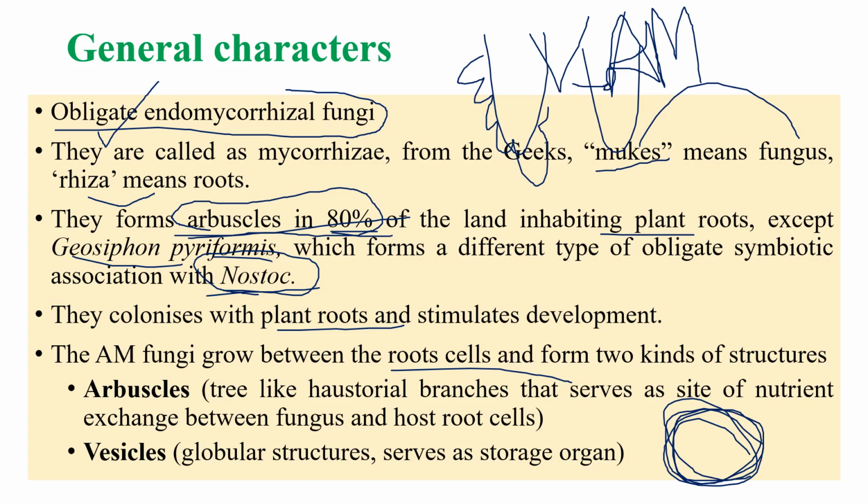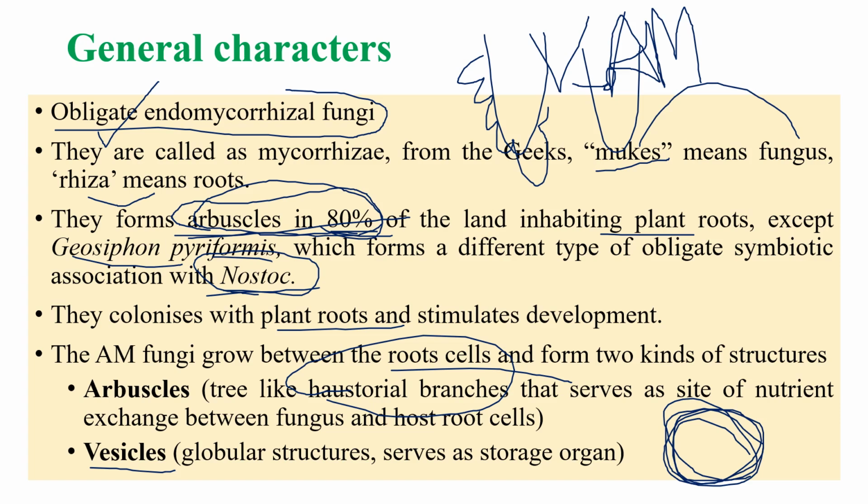When it comes to arbuscules, there are haustorial branches, or finger-like haustorial branches. They serve as the site of nutrient exchange. All the nutrients are exchanged with the help of these arbuscules, but vesicles only serve as a storage organ. In recent studies, it was concluded that the majority of the fungi are not producing vesicles, but arbuscules. As I told you, 80% of the fungi from Glomeromycota produce arbuscules, but very few produce vesicles. That's why the name changed from vesicular arbuscular mycorrhiza to arbuscular mycorrhiza fungi.